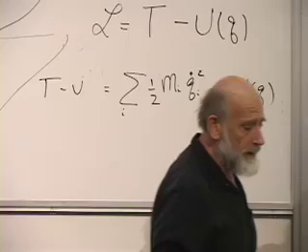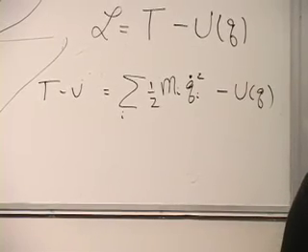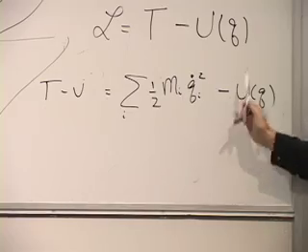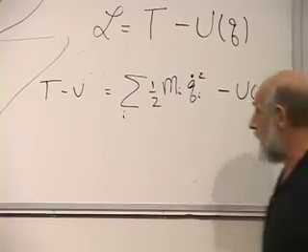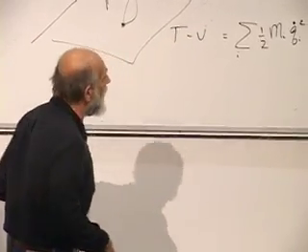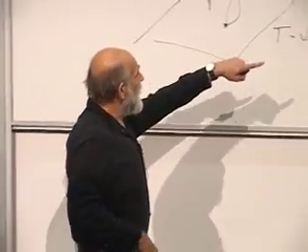Keep in mind one thing, the Lagrangian is not the energy. The energy is the kinetic energy plus the potential energy. Okay, so that's the basic structure of classical mechanics.